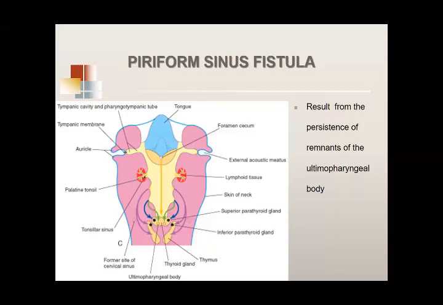अच्छा जी, piriform sinus जो है, this results from ये जो ultimobranchial body जो है, इसके persistence की वजह से you have this piriform sinus fistula, which was something very rare.